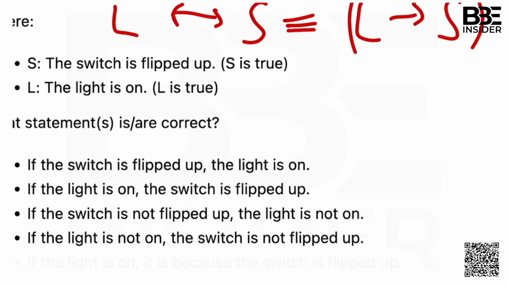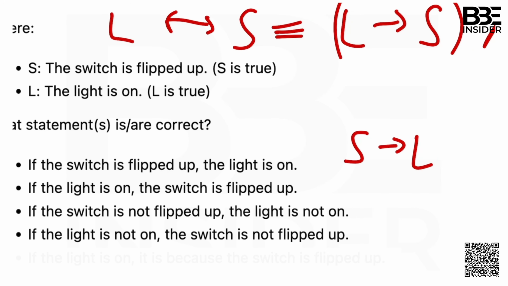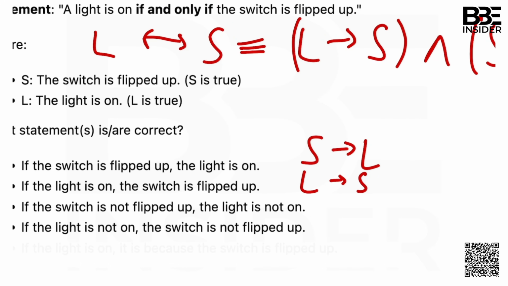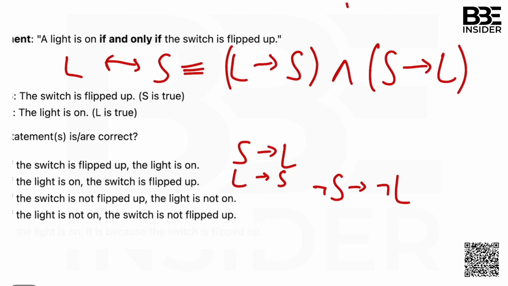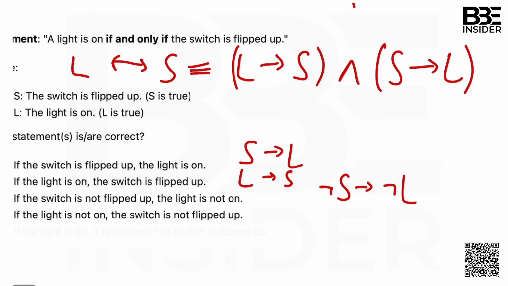If the switch is flipped up, the light is on. If the light is on, the switch is flipped up. If the switch is not flipped up, the light is not on. If the light is not on, the switch is not flipped up.